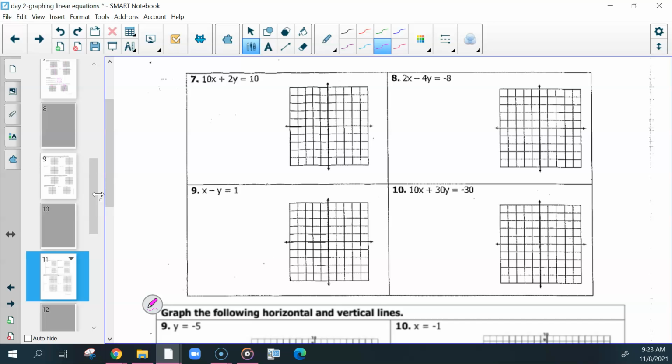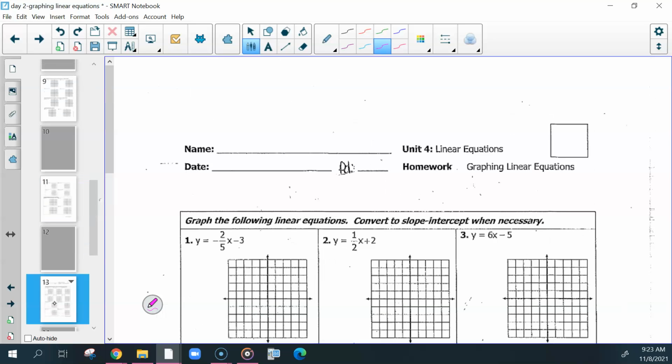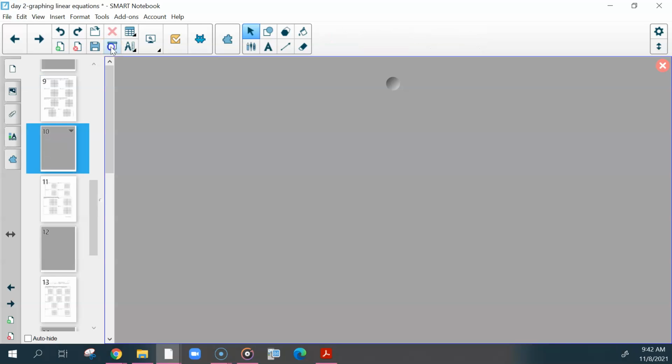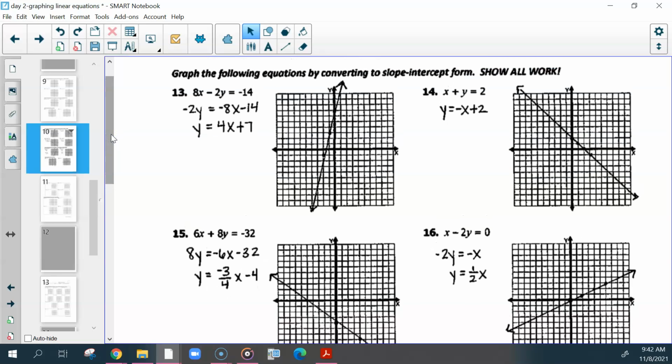If you did those already, go ahead and move to the very last page, which I don't think I have on here. Oh yeah, I do. The practice page. But you're either working on this front and back, or you're working on the very last page, depending on if you work ahead or not. So 13 through 16, if those are the correct numbers, I don't know, I may have renumbered them. Whatever those first four are, you needed to convert them to slope-intercept.